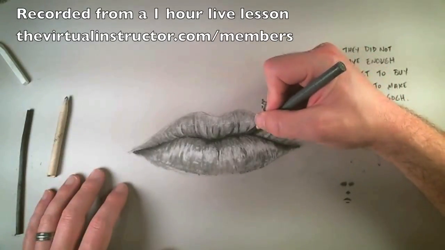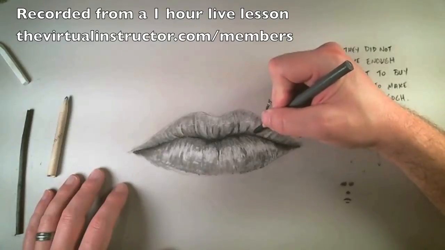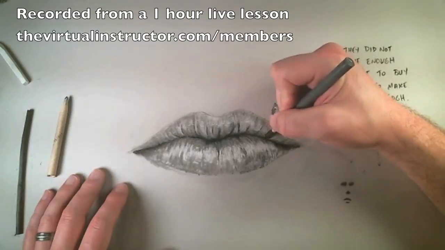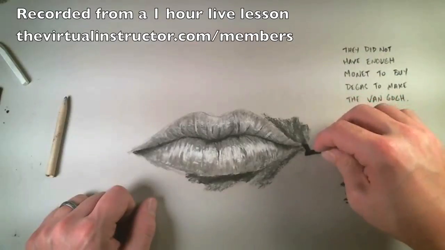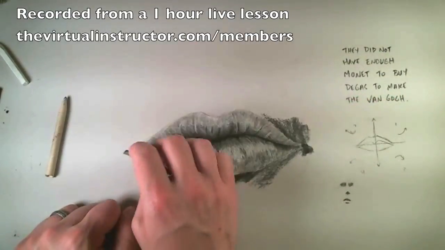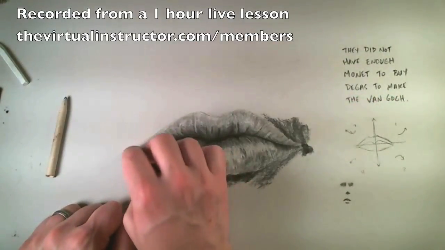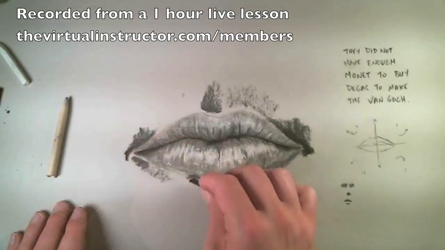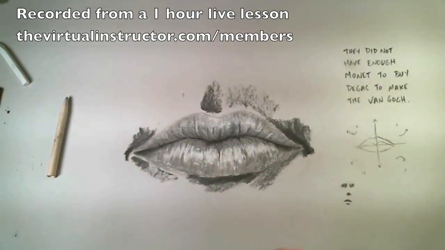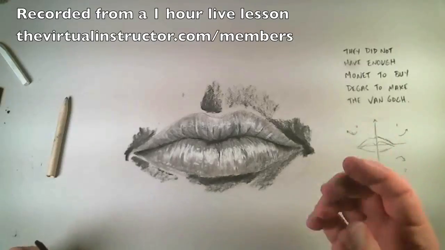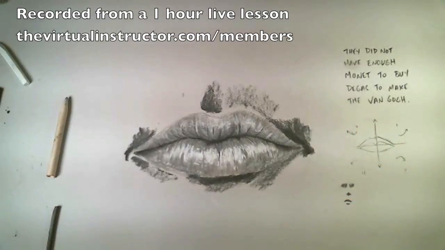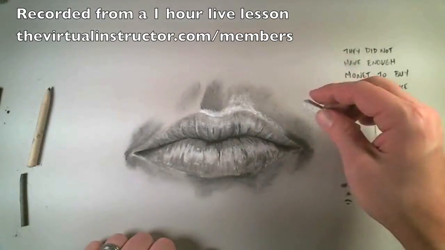Where our two lips meet. Very softly. And right here in the corner there's a little bit of a turn. Just kind of putting that information on quickly. Alright, now I'm going to take my finger and move things around a little bit just because it's larger here.